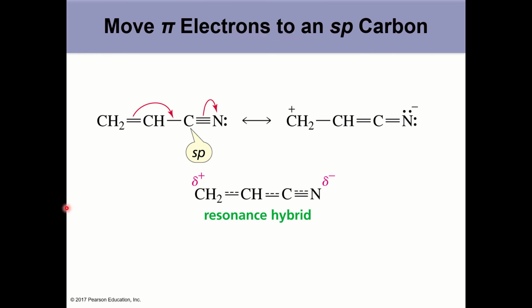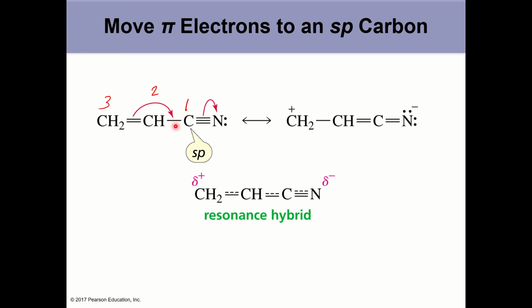Moving pi electrons to an sp carbon. When we move one pi bond to an sp carbon, we break the bond between the pi between carbon and hydrogen. So now the C1, well, I'm going to number it from the other side, from the nitrile side, just to stick with our numbering rules. 1, 2, 3. Okay, so carbon 3, when we move this pi bond as shown, has only 3 bonds, so it will become positive.